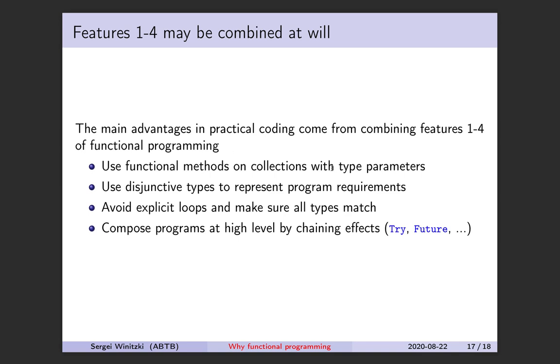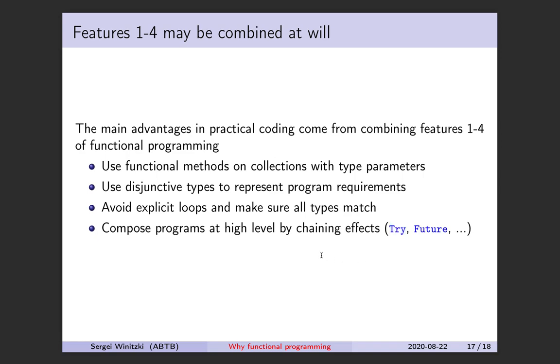You can use functional methods on collections that have type parameters. These collections could contain values of disjunctive types, and so they represent your program requirements very expressively and without forgetting any corner cases. And when you work with these collections, you avoid explicit loops, you make sure all types match, and at high level you can compose such programs by chaining effects. So an effect could be, for example, parallel computation, asynchronous computation, computation with error, computation in an array, or any combination of these. So for example, you could have a computation that occurs asynchronously, can return an array of values, or could fail and could return several failures, which you all want to keep and examine later.